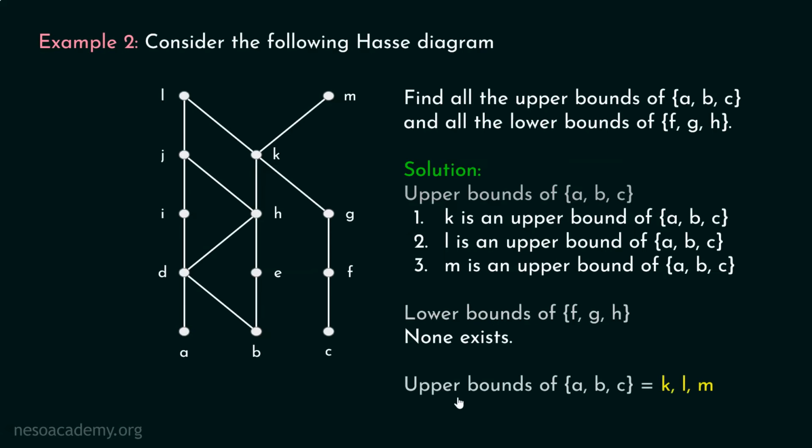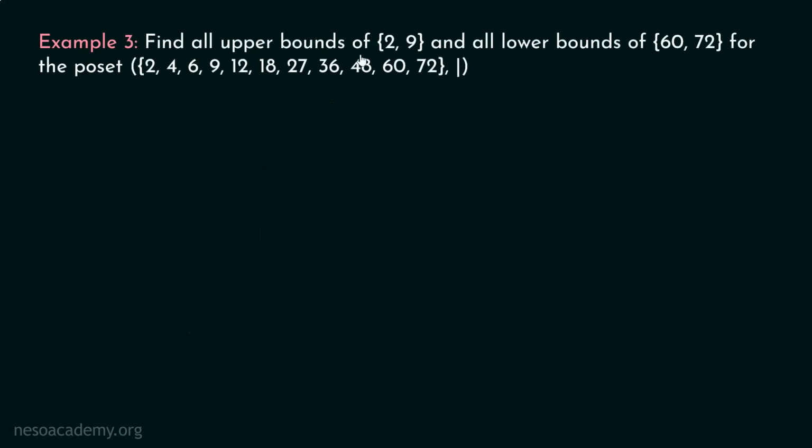It is clear that upper bounds of ABC are K, L, and M, and lower bound of F, G, H is phi, right? Now, we will discuss example 3. Find all upper bounds of 2, 9 and all lower bounds of 60, 72 for this particular poset. Okay, we have to find all upper bounds of this particular subset and lower bounds of this subset for this poset.